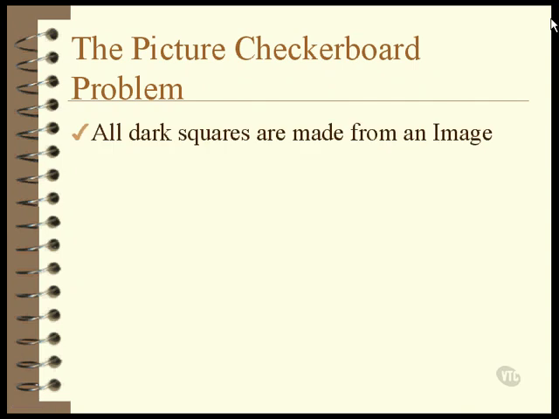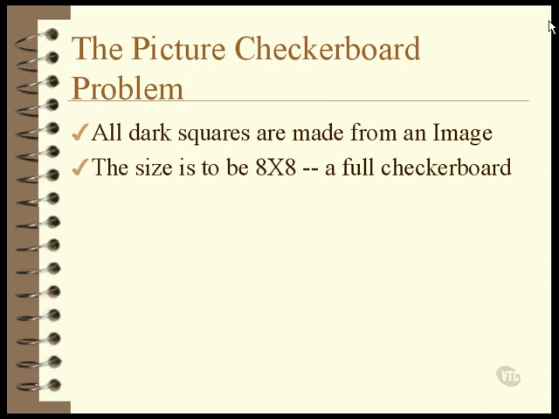Remember the checkerboard program you wrote in the last chapter? Well, your assignment now is to write another checkerboard program, but with some differences. For one thing, all dark squares are to be made from an image that you've loaded from disk and rescaled to fit the size of the square. The overall size of the checkerboard is to be 8 by 8.